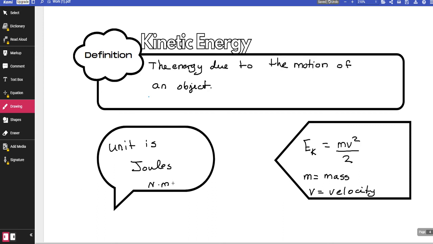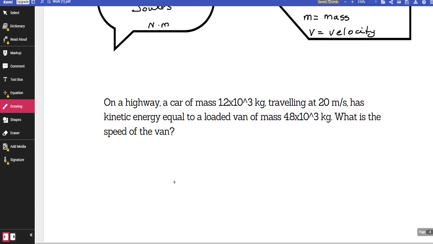And then we're going to talk about our example here. On a highway, a car of mass 1.2 times 10 to the 3 kilos is traveling at 20 meters per second, has a kinetic energy equal to a loaded van of 4.8 times 10 to the 3 kilos. What is the speed of the van? So we're given a few different things here. We're given a mass of the car, a velocity of the car, and we need to find the speed of the van.